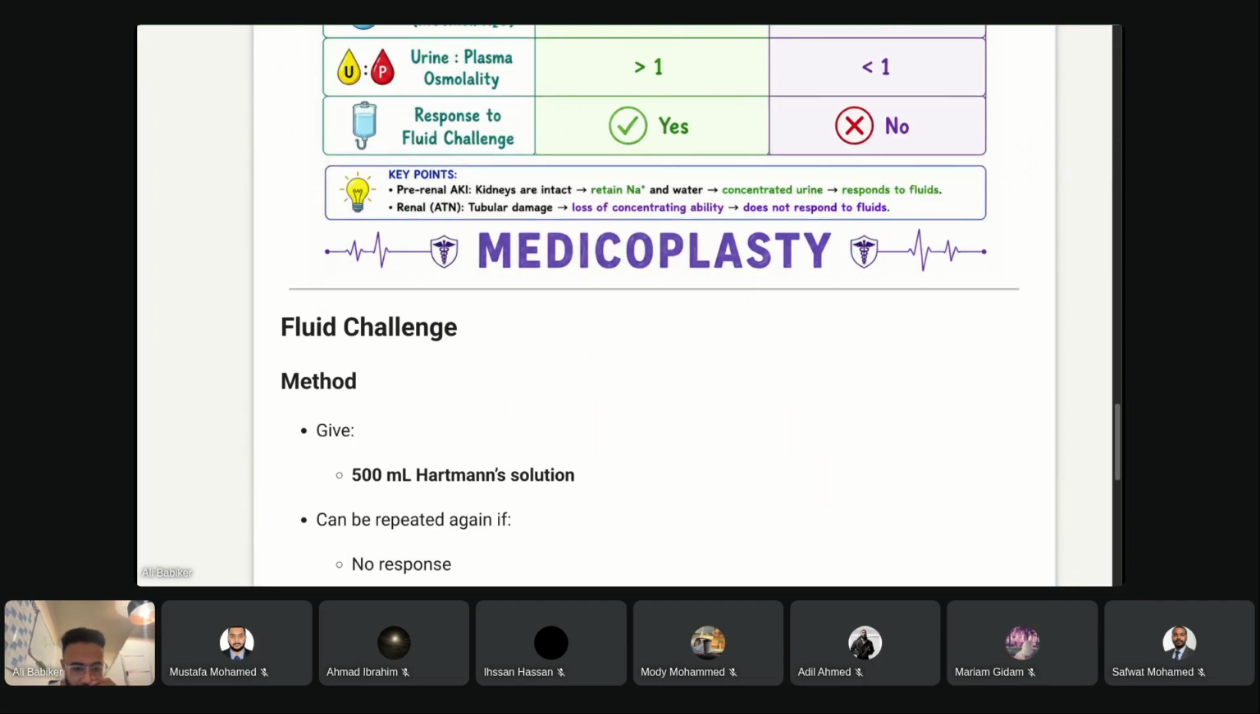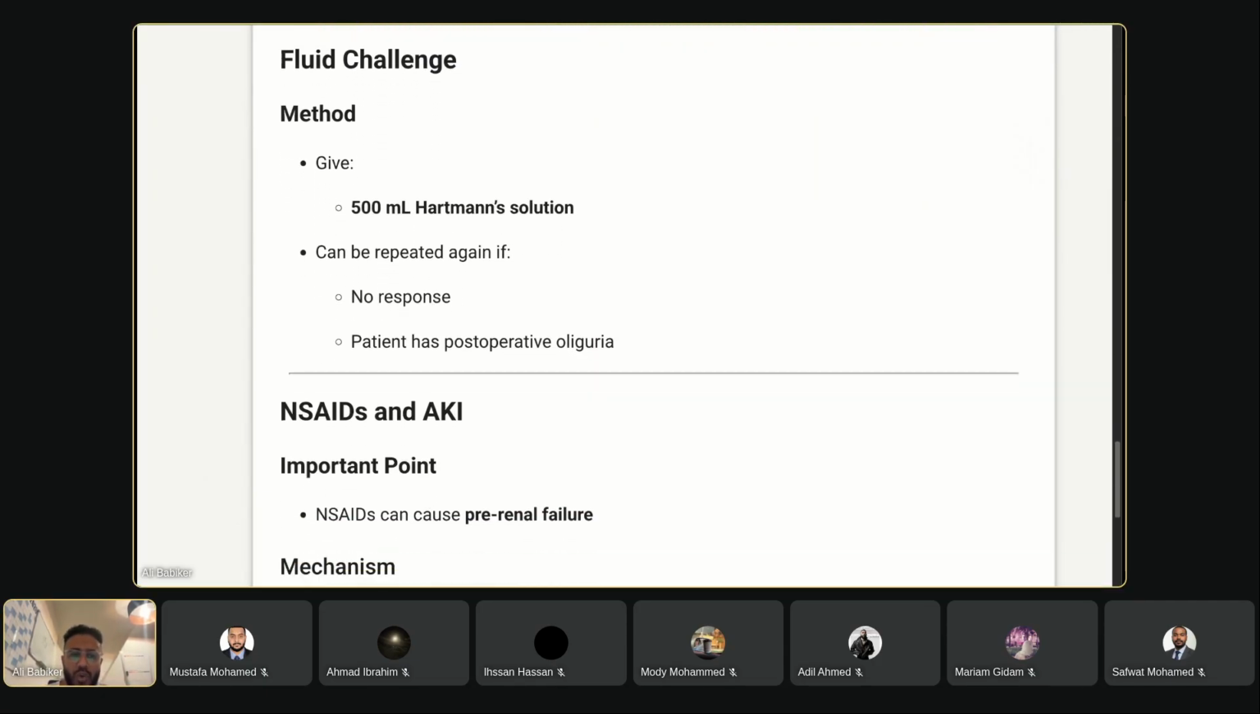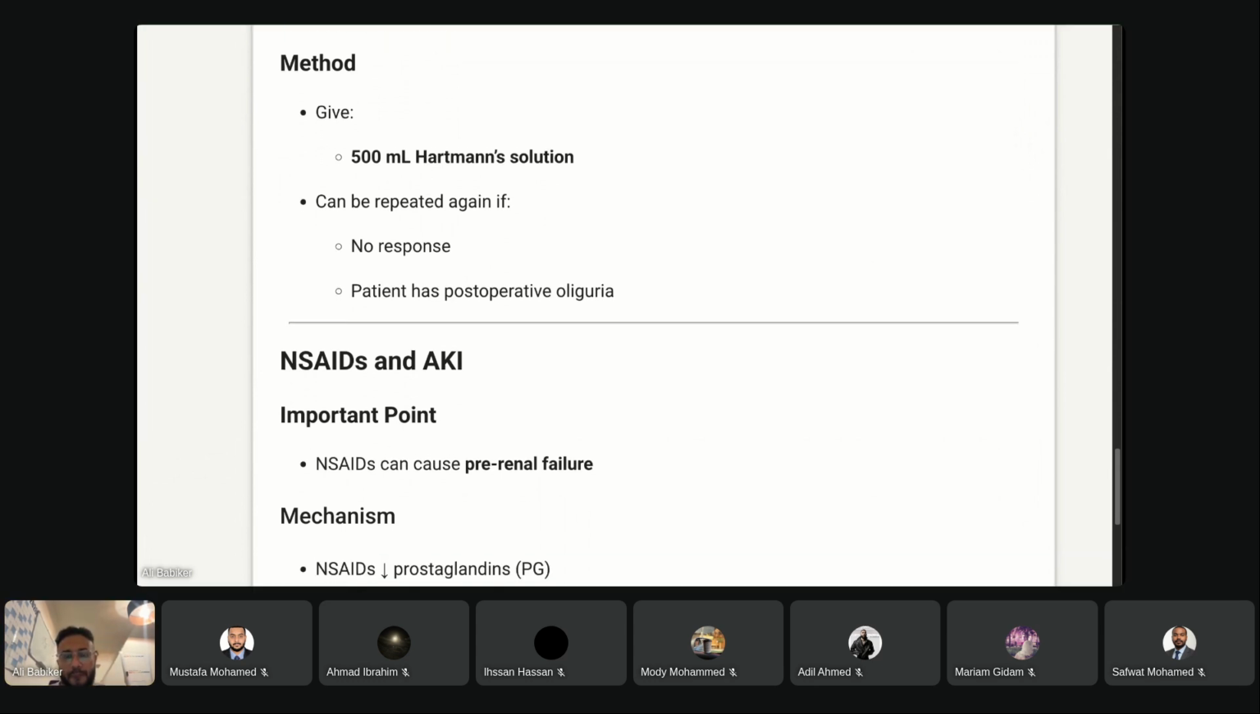Okay. All right. What is a fluid challenge and how do we do it? For a fluid challenge, we give the patient 500 ml of Hartmann solution. It can be repeated again if there is no response or the patient has postoperative oliguria.